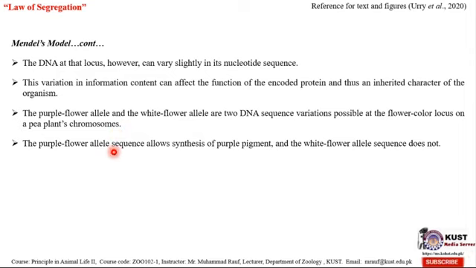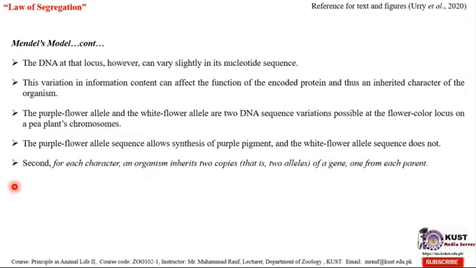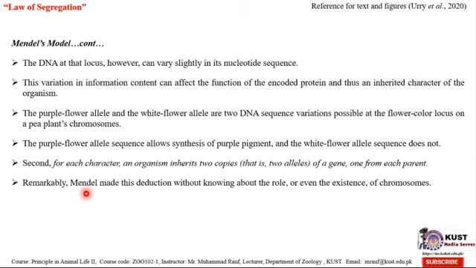The purple flower allele sequence allows synthesis of purple pigment, and the white flower allele sequence does not, because it determines white flower color. Now, second, for each character, an organism inherits two copies, one from each parent. Remarkably, Mendel made this deduction without knowing about the role or even the existence of chromosomes.